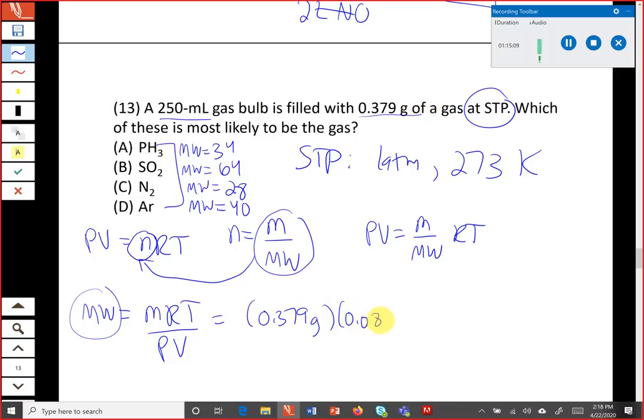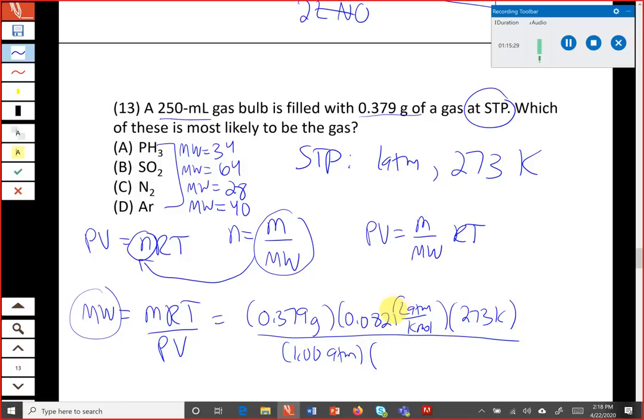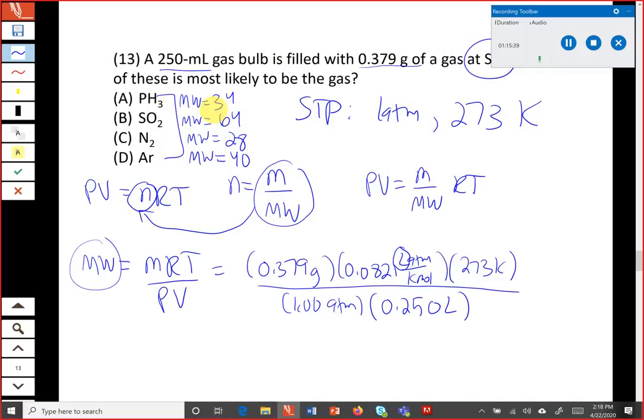R is the universal gas constant. And then the temperature, because we're at STP, is 273 Kelvin. In the denominator, we have pressure times volume. Pressure is 1 atmosphere at STP. The volume does need to be in liters because the universal gas constant is in terms of liters. So we have 250 milliliters, which converts to 0.250 liters. And what we end up with then is 33.98 grams per mole.